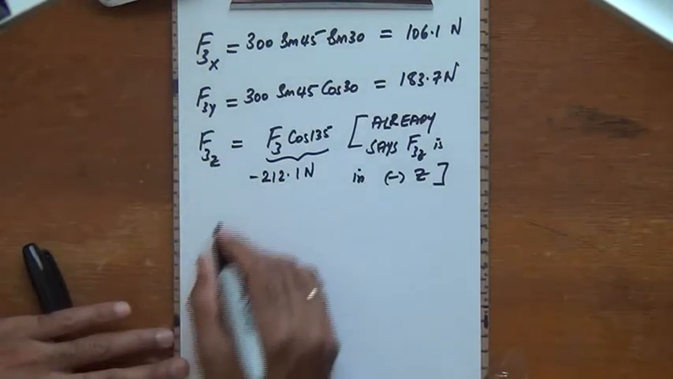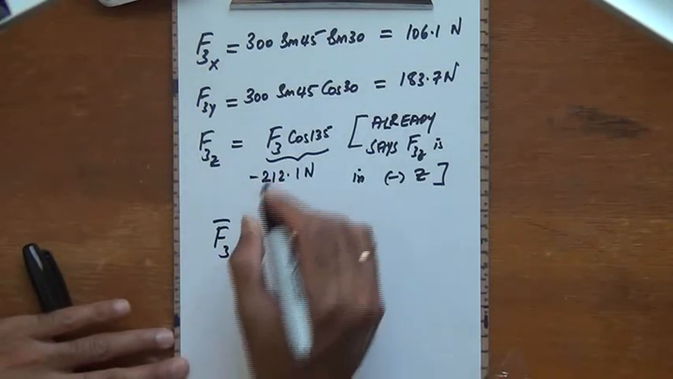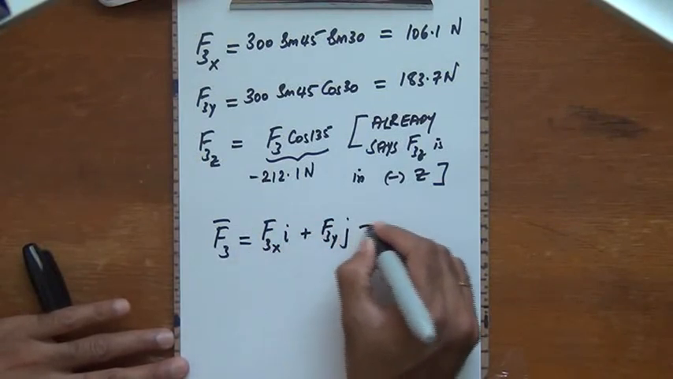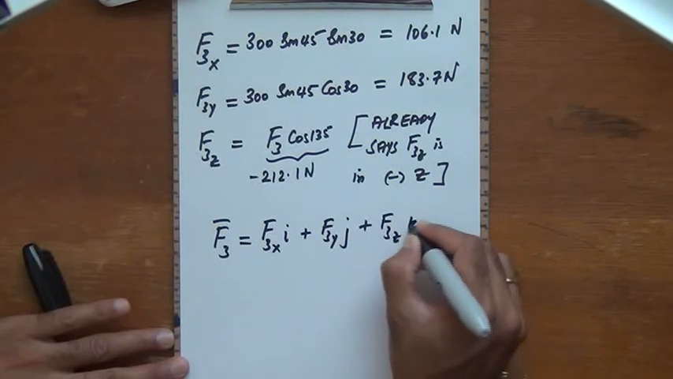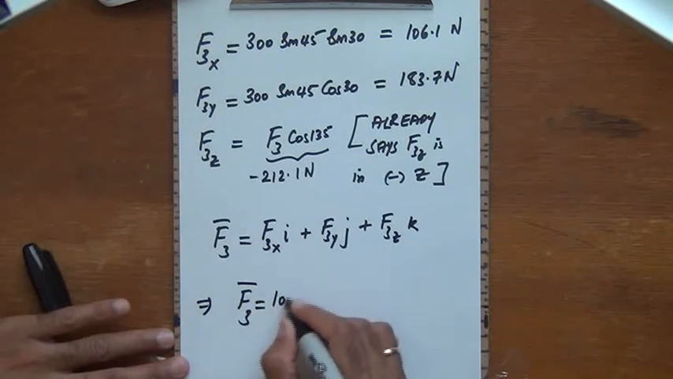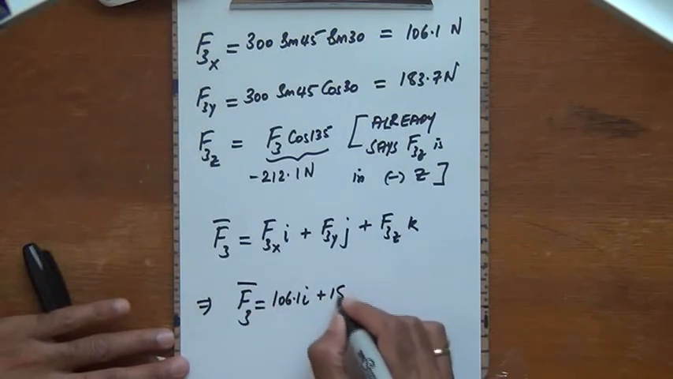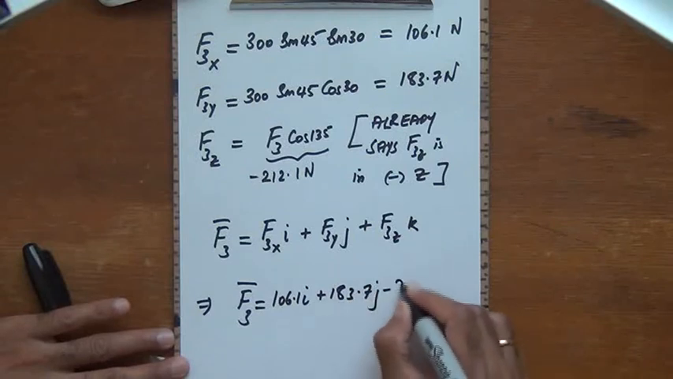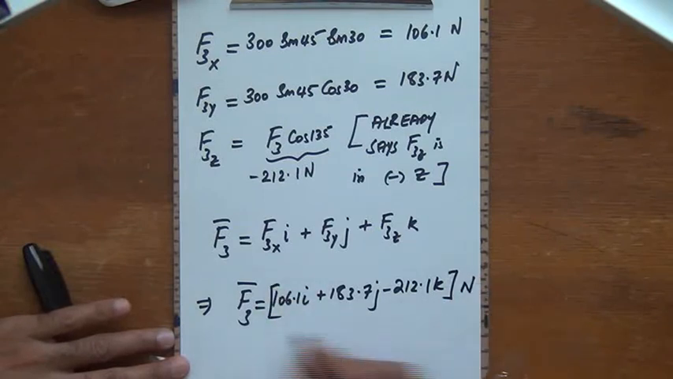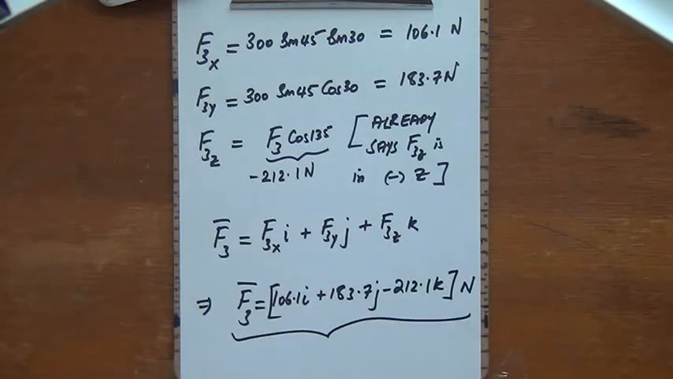And so if I write out the force vector F3, this is going to be F3x i, F3y j, F3z k, or force vector F3 is 106.1i, 183.7j, minus 212.1k newtons. Alright, so we have all the three force vectors F1, F2 and F3, and it is now time to write them all out, add them up, and then call it a day.